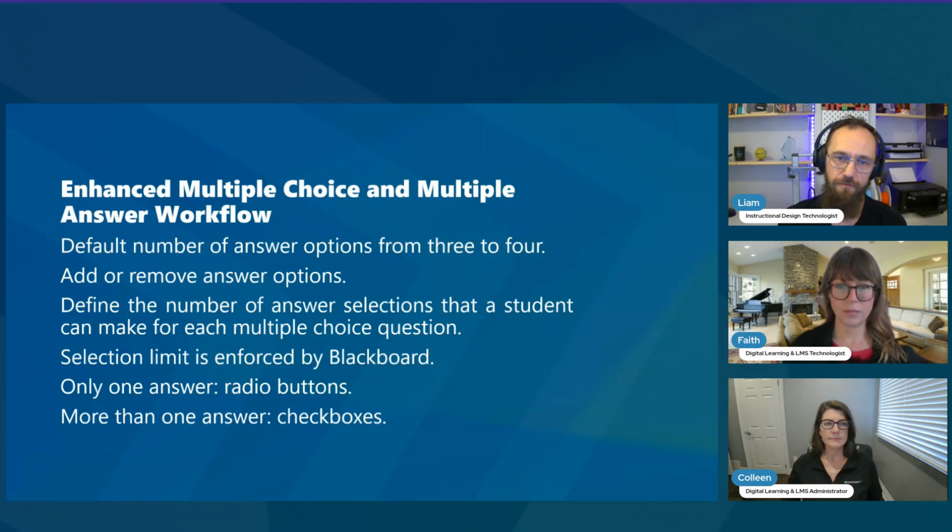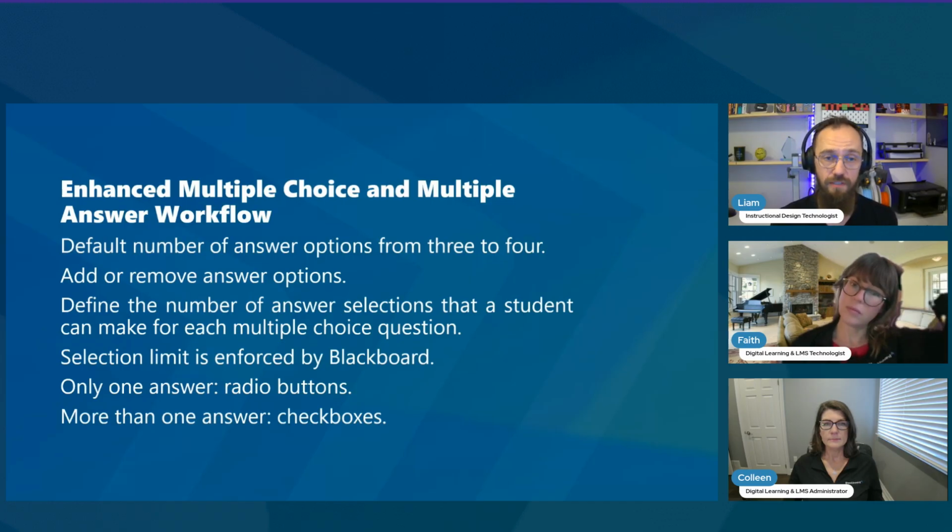The default number of answer options has been changed from 3 to 4. I think that is probably the highlight for a lot of people out of this whole feature release. That's enough to warrant some attention. You can continue to add and remove options, so if you liked 3, you can still work that way.